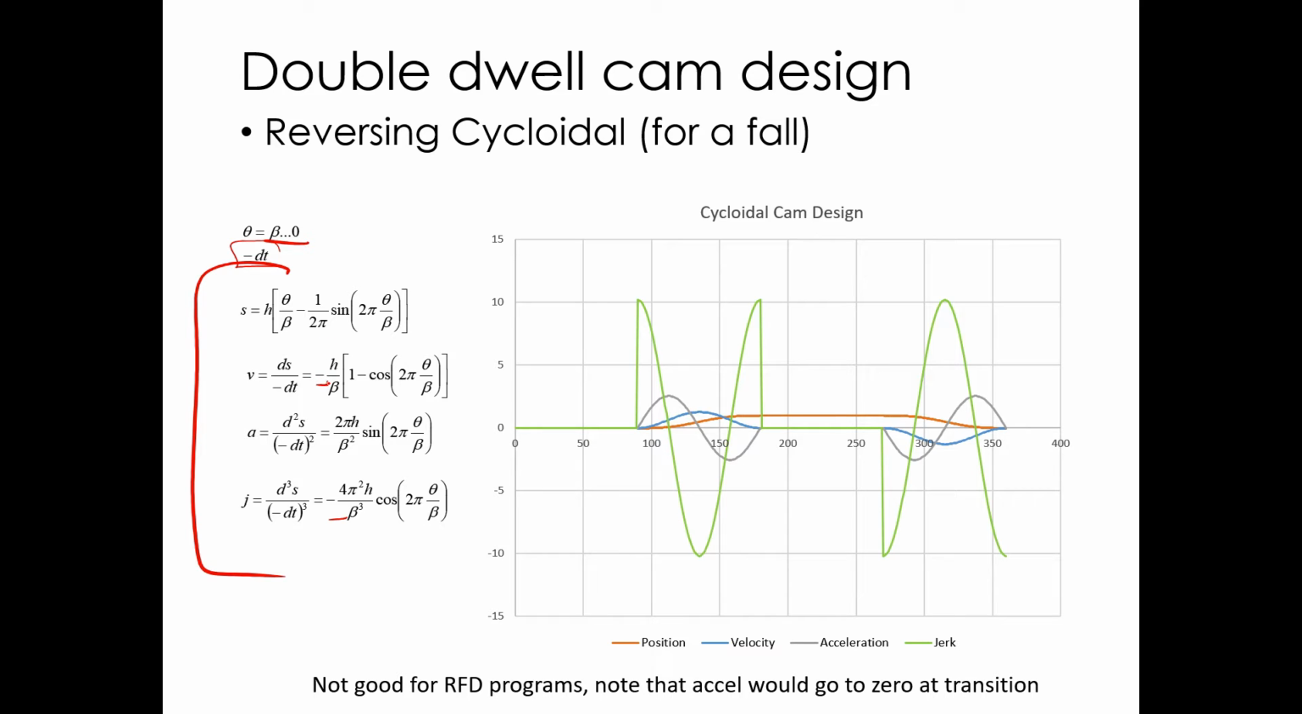So to reverse these, you need a minus sign in velocity, you need a minus sign in jerk, and you need to count beta down to 0.